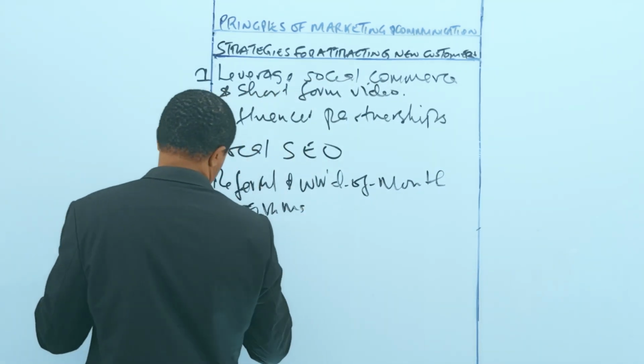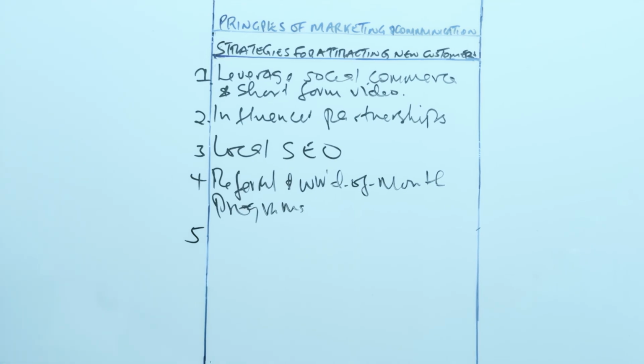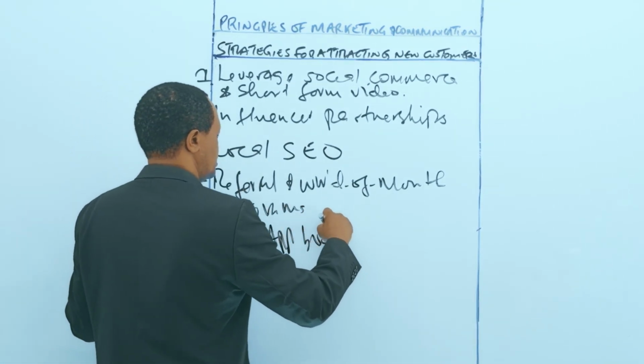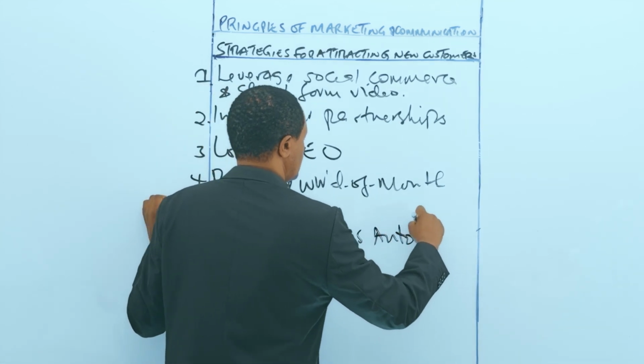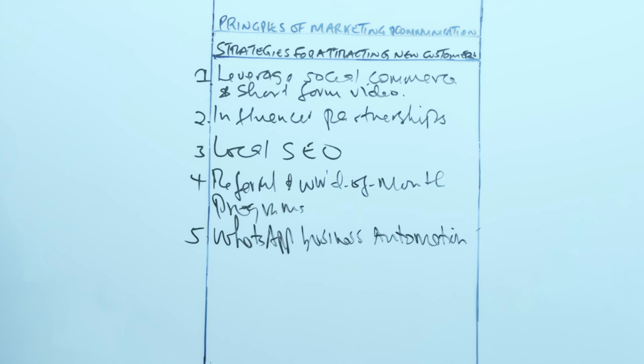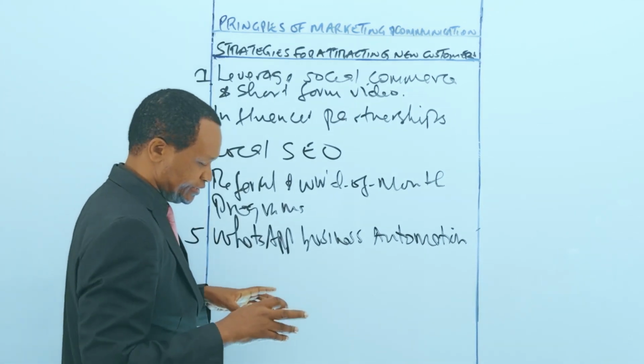Number 5, there are so many ways, candidates. I'll just give a few. We have WhatsApp business automation. Now, with nearly everyone on WhatsApp, using WhatsApp business API to automate replies and send catalogs is a powerful way to close the deal with new leads.